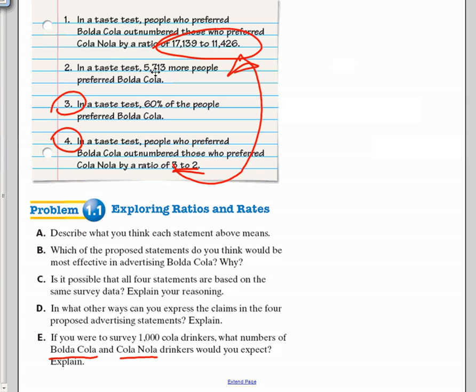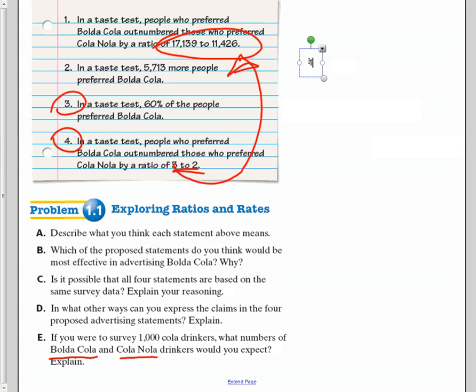In the taste test, 5,713 more people preferred Boldicola, which, if you subtract this, 17,139 minus 11,426, you're going to get 5,713. And finally, in the taste test, 60% of the people preferred Boldicola.